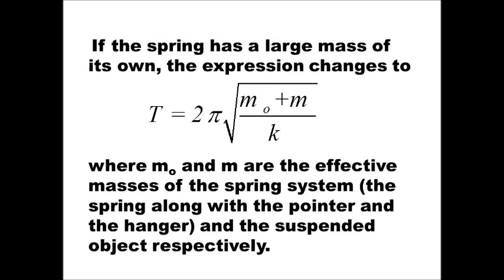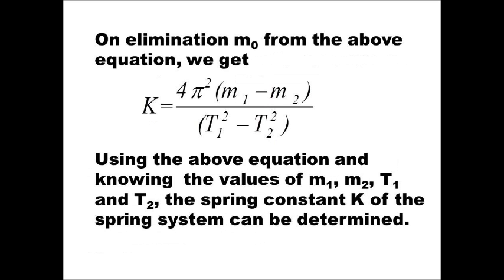If m0 is the effective mass of the spring system, which is also taken into account, then the time period is T equal to 2 pi root of (m0 plus m) by K. Here we want to eliminate m0. For that we take two masses, m1 and m2. The corresponding time periods T1 and T2 are noted. Then K is equal to 4 pi square into (m1 minus m2) by (T1 square minus T2 square).